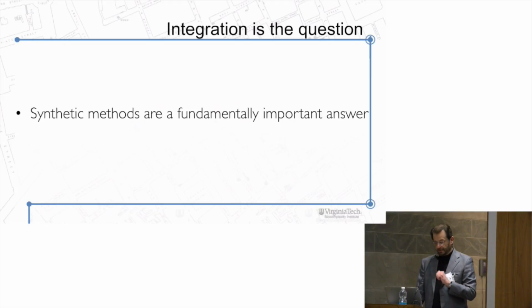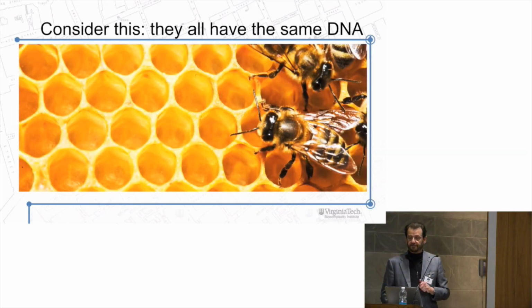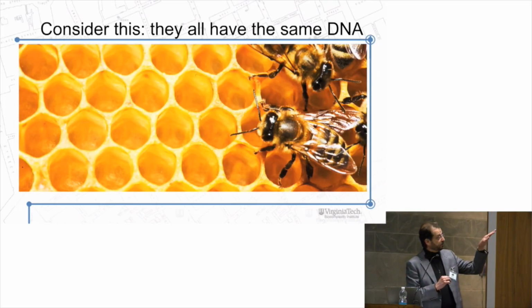So synthetic methods are a fundamentally important answer to this integration issue. Okay? And agency has to do with how we organize these individuals, people for example. So getting agency is right at the heart of synthetic integration methods. Think about this: all these different kinds of bees in a given beehive have exactly the same DNA. At that level, they're all the same creature. They differ because of the way they're handled in the larval stage in the honeycomb, and the honeycomb itself is part of bee biology.